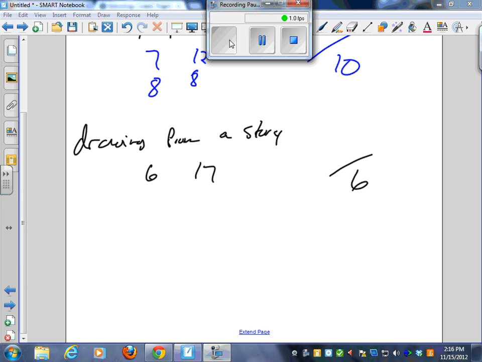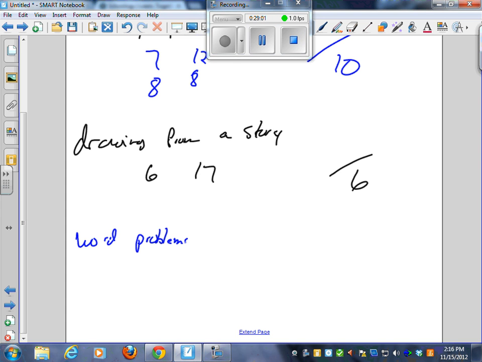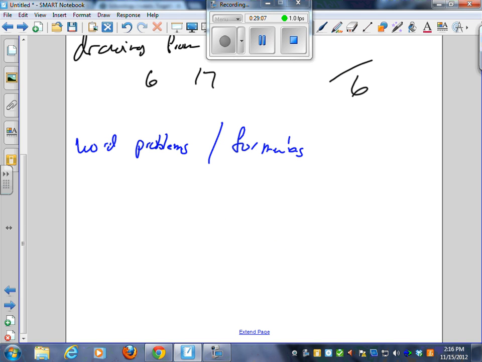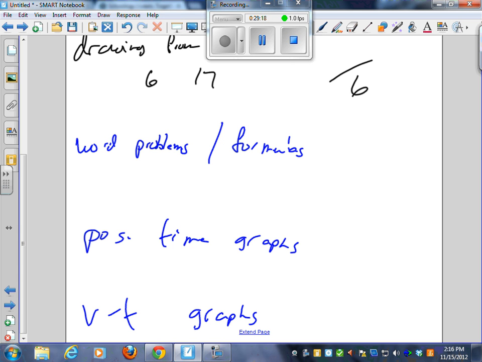Okay. The next 3 categories are what I'm going to call word problems and formulas. Then there's position time graphs. And there's velocity time graphs. Those are the other 3 categories. Your homework for tomorrow is to figure out what questions are word problems and formulas, what questions are position time graphs, which questions are VT graphs, and tell me what your scores are on those 3 categories. That is your homework for tomorrow.